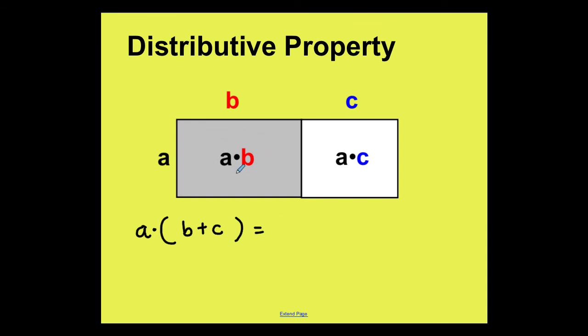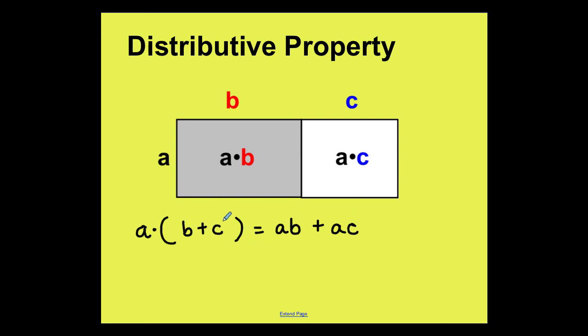So how do I find the area of this rectangle? I multiply vertical length by horizontal length, which is A times B, and then I add that to the area of this rectangle. Remember, opposite sides are the same length, so we have A here. This will also be A, so A times C is AC. And that's the distributive property.